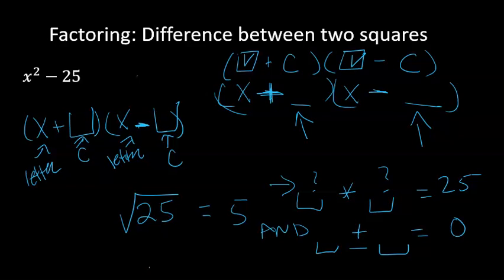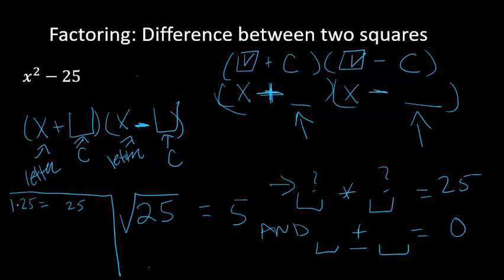Well, let's see. I could try to go down a list. I could do 1, I could do 2, I could do 3. Let's try to make a little table here. So 1 times 25 gives me 25. That's not what I need exactly because 1 minus 25 gives me 24. So I can't use that. So I can't do 2 times anything because it doesn't even multiply to 25.